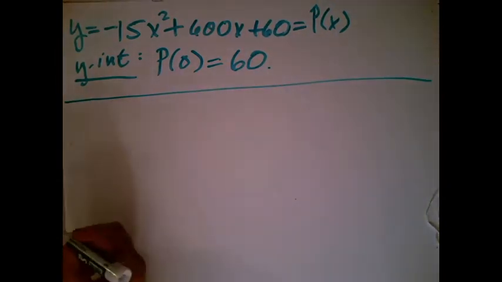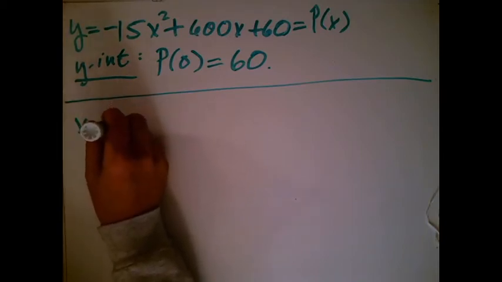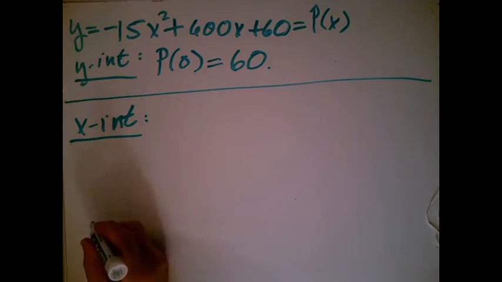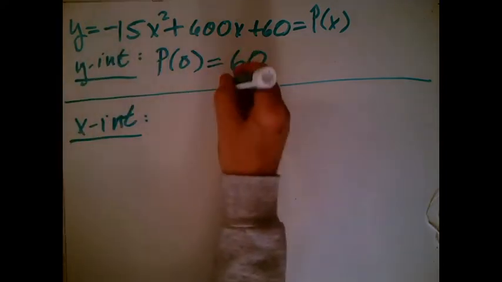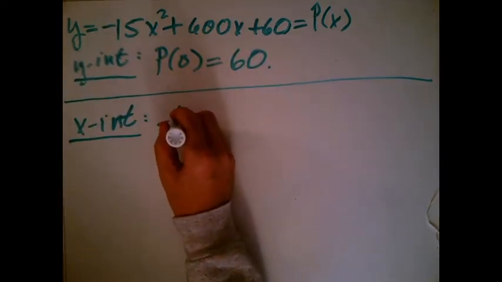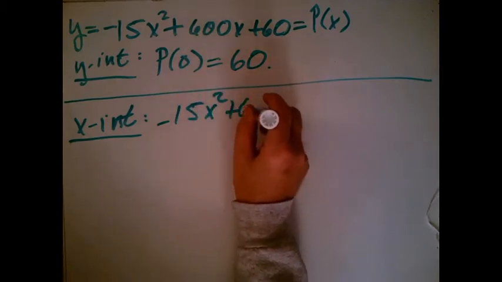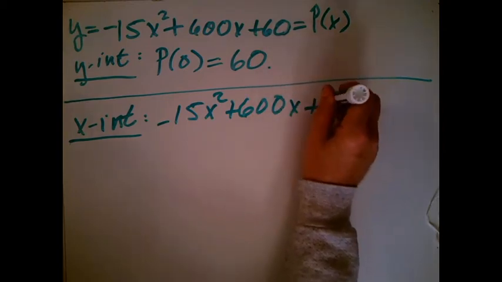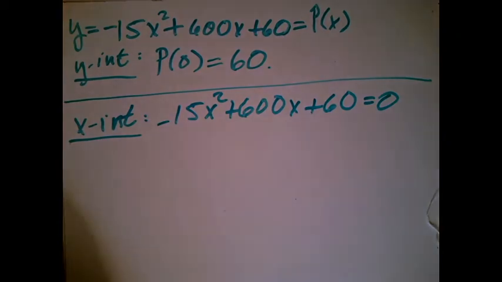The next important point that we can find algebraically is the x-intercept. There should be 2, usually, if this is a quadratic function. Remembering that the equation of the x-axis is y equals 0, we find the x-intercepts by setting y equal to 0. So I'm just going to write down y, minus 15x squared plus 600x plus 60, and set it equal to 0, like that.